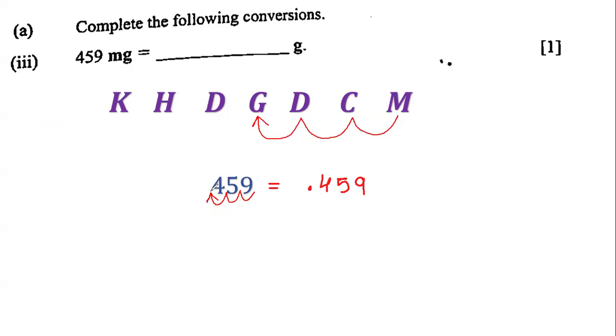However, we can put a placeholder. What is usually the placeholder we can put? 0. Very good. So we can put a placeholder 0. So it's going to be 0 point what? 459. That's going to be our answer.